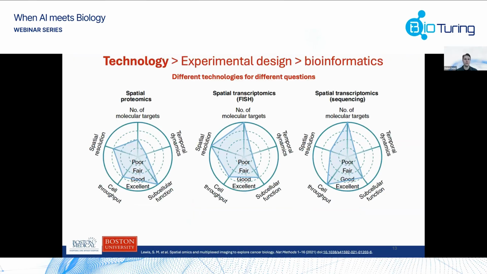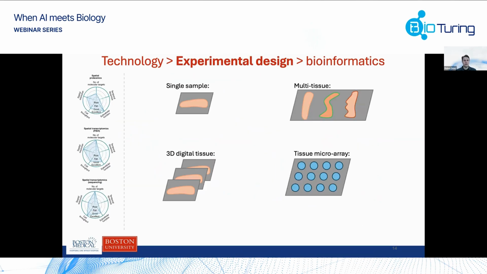So first of all, there are so many new technologies, like I said before, and they're all very, very different in terms of number of targets, resolution, the type of data, whether it's proteomics or spatial transcriptomics, whether it's sequencing based or imaging based, the cell throughput, the shapes. Nowadays, there's a lot more. You can do spatial ATAC-seq, you can do spatial lipidomics, everything you can think of. But also the experimental design has drastically changed.